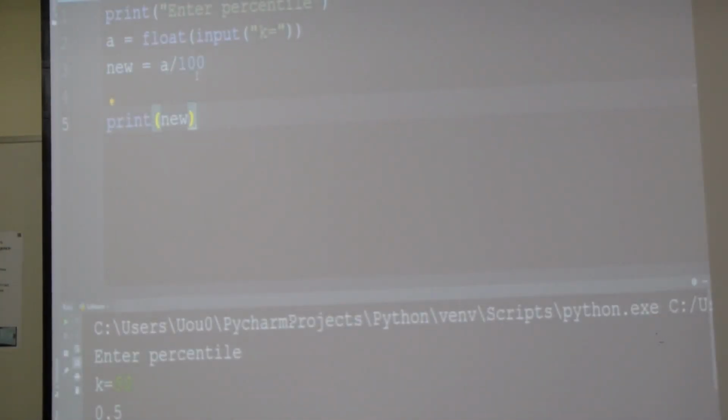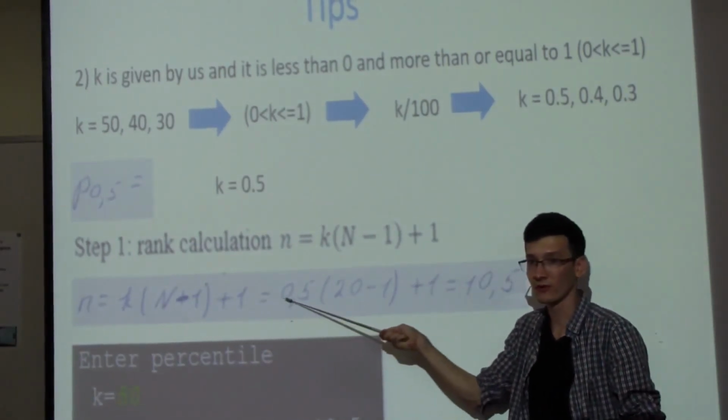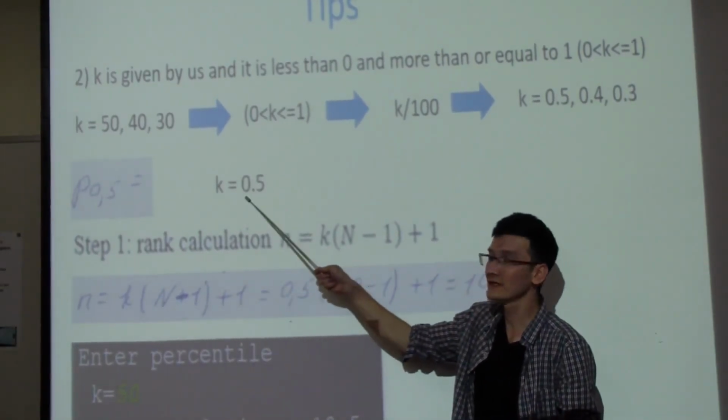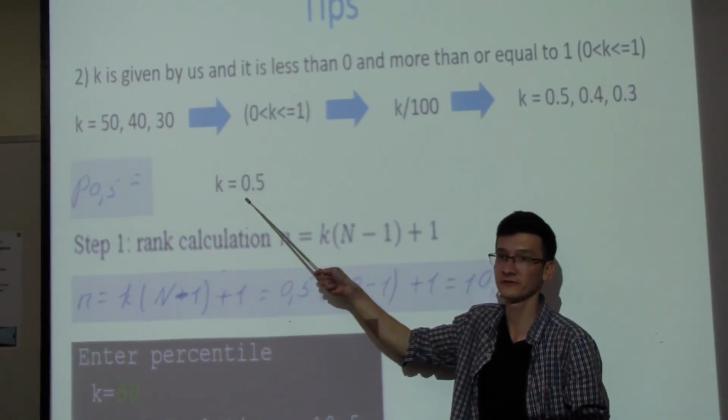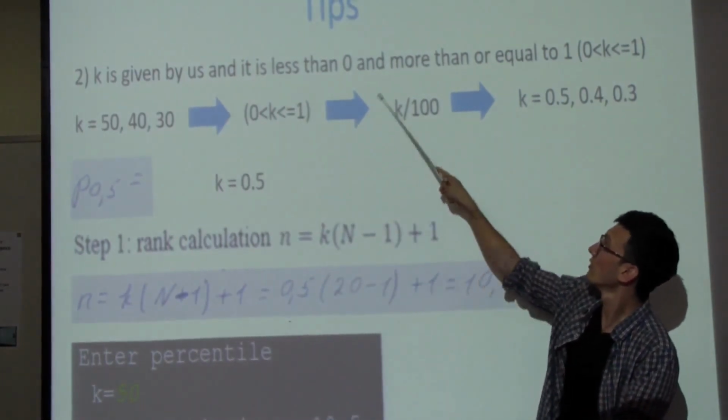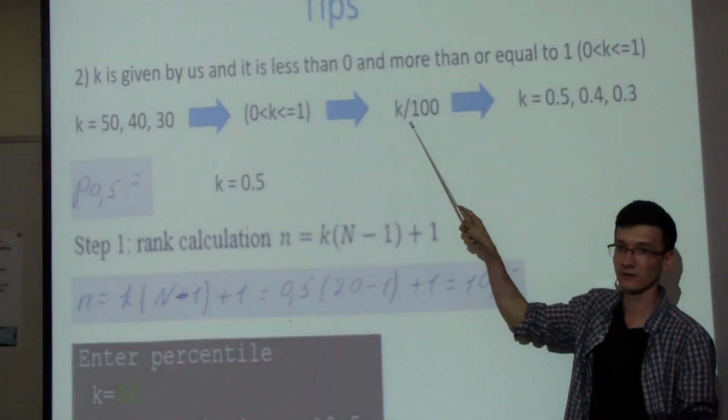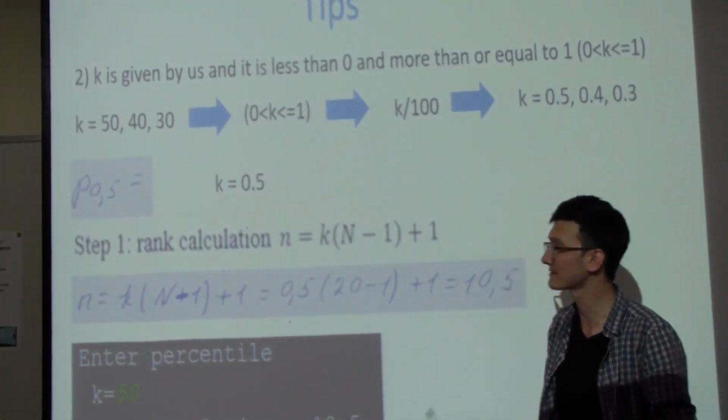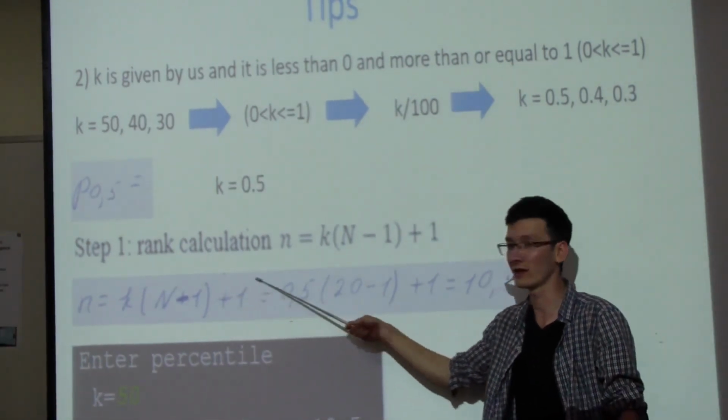This 0.5 goes to the memory of the new variable. Just change the name to x. Our x is now 0.5. In order to solve this formula, our k should be in this form, not 50. Therefore, we divided it by 100.